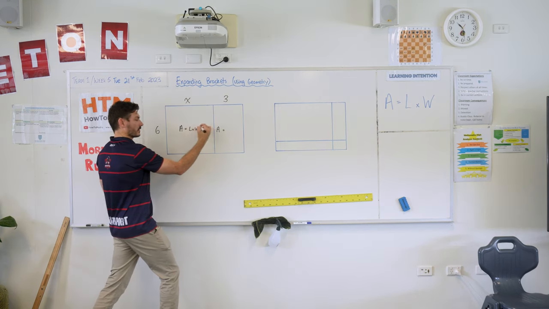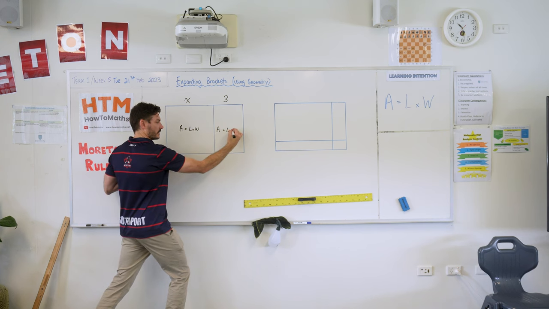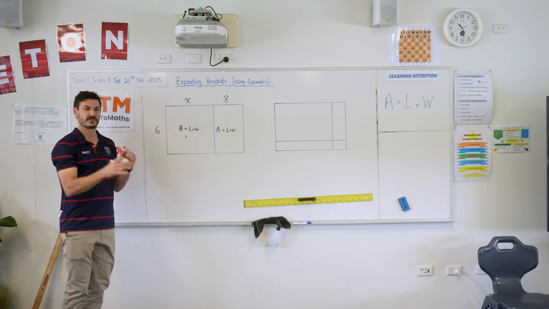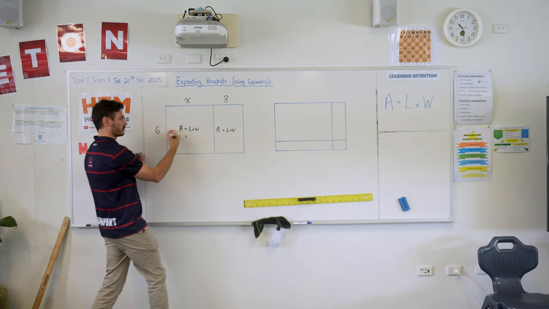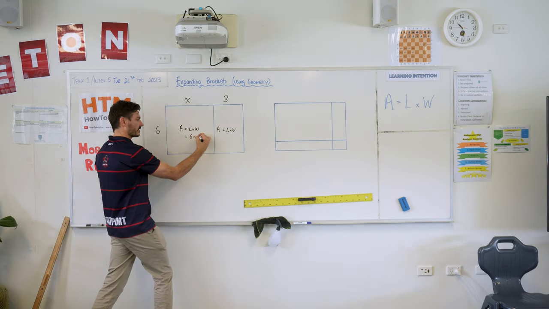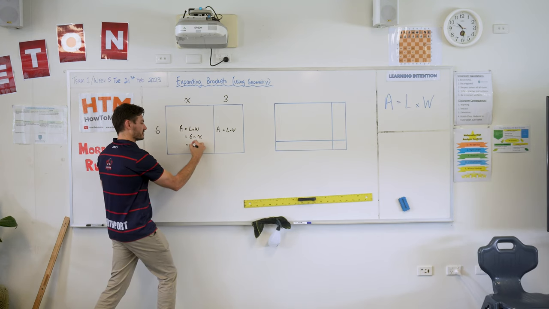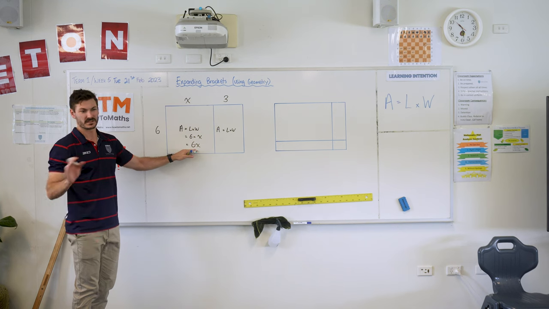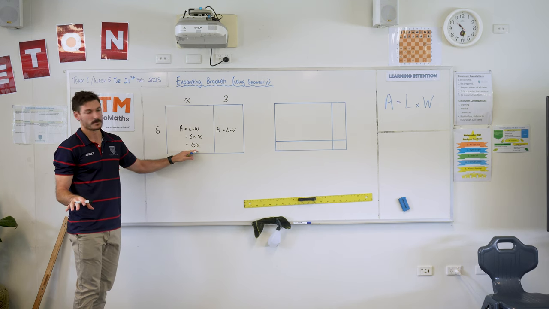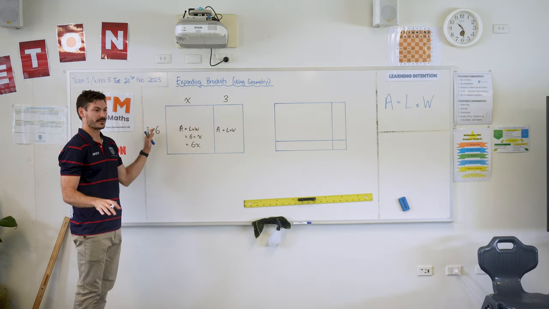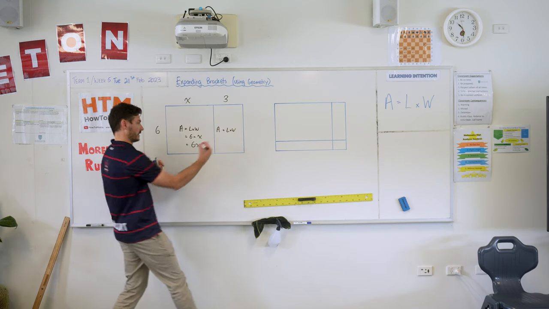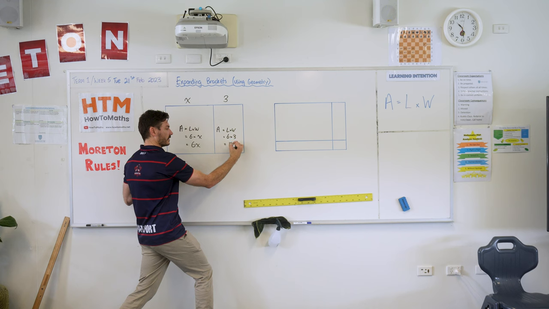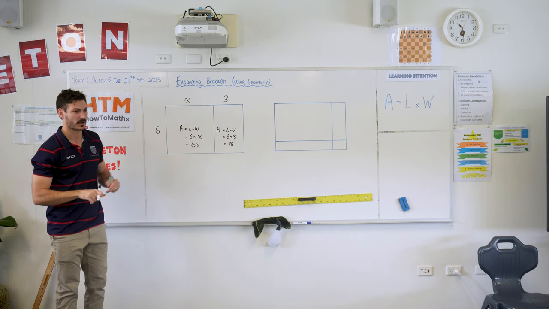We've got length times width for both. They're both rectangles. It doesn't matter which one you put as length, which one you put as width. I'm just gonna put them in order of 6 times x, which is simplified to just 6x. Again, don't know what x is, but it doesn't really matter at this stage. The 3 and the 6 for this rectangle, I do know. So it should be 6 times 3, which equals 18 units, whatever they are.